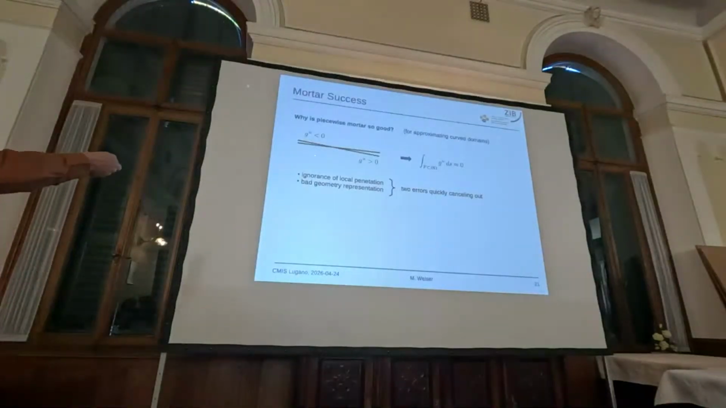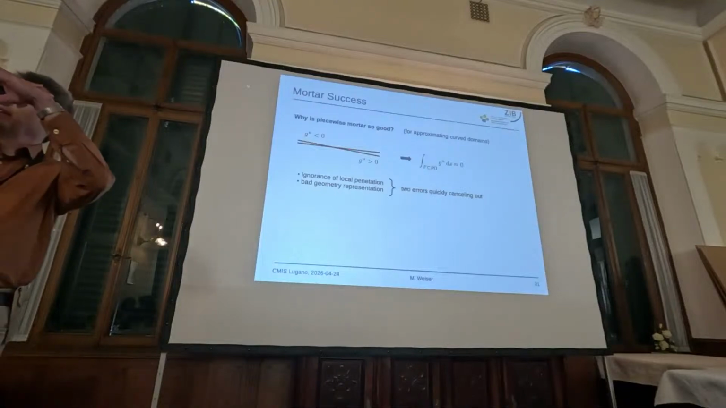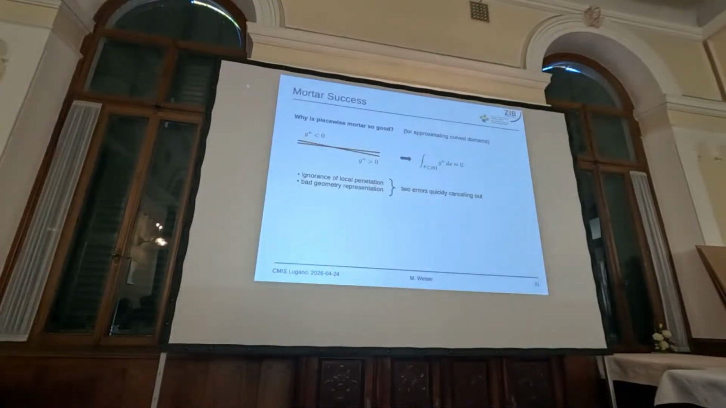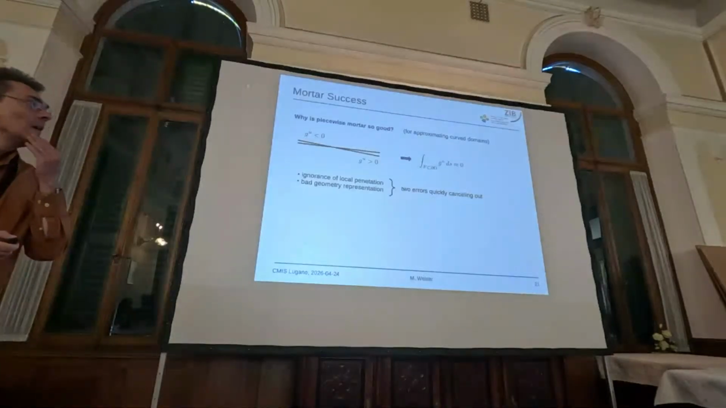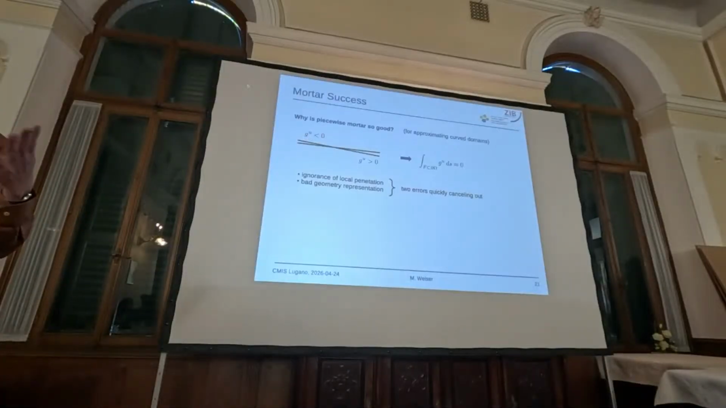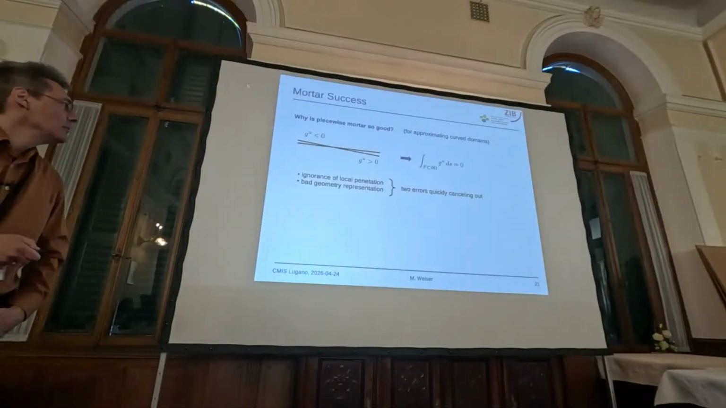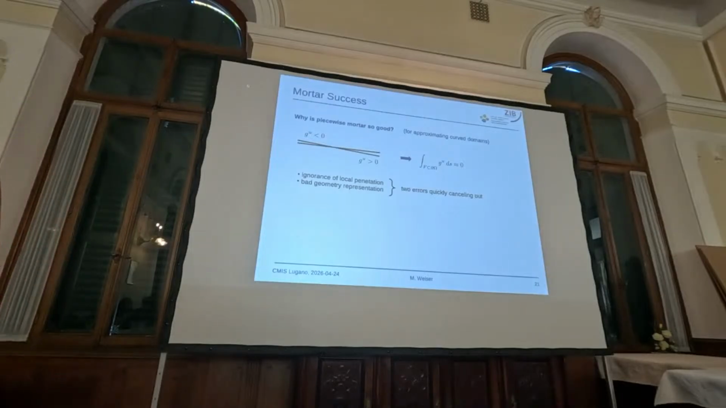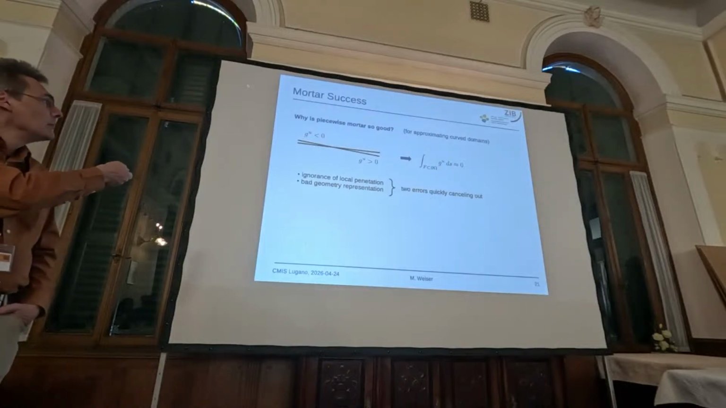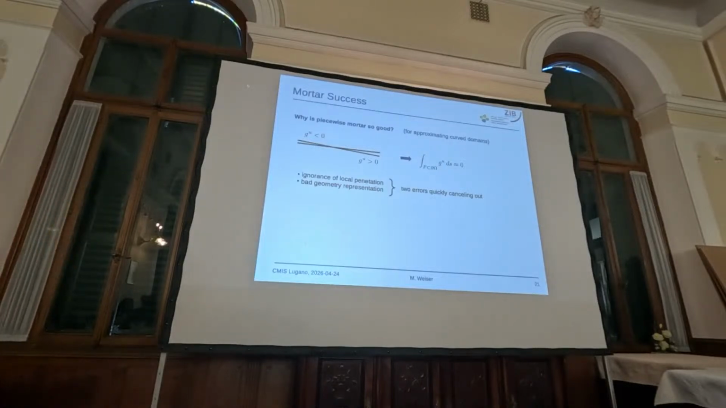We face exactly this situation. We have two edges when we rotate that at some points and configuration are in this situation. We have a positive gap, we have a negative gap here. We integrate over and the average gap vanishes. So this is why there's virtually no contact force in the mortar discretization. And what we do is we make two errors. One is we ignore local penetration here, and the other is we have a bad geometry representation. And it happens that these two errors cancel out.